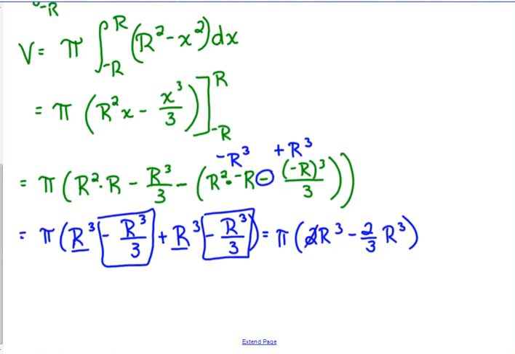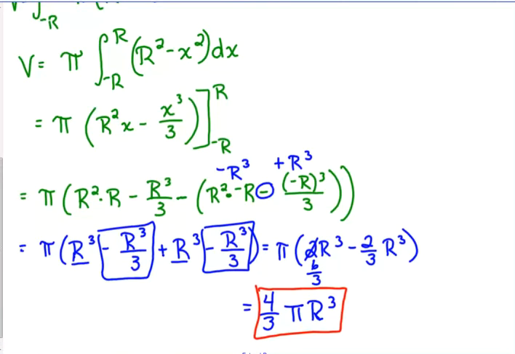So if we express that 2 as something with a denominator of 3, that would of course be 6 over 3. So 6/3 minus 2/3 is 4/3 pi r cubed. Now that should look familiar to you. 4/3 pi r cubed is the volume formula for a sphere. And this is where it comes from. That's how someone figured it out.